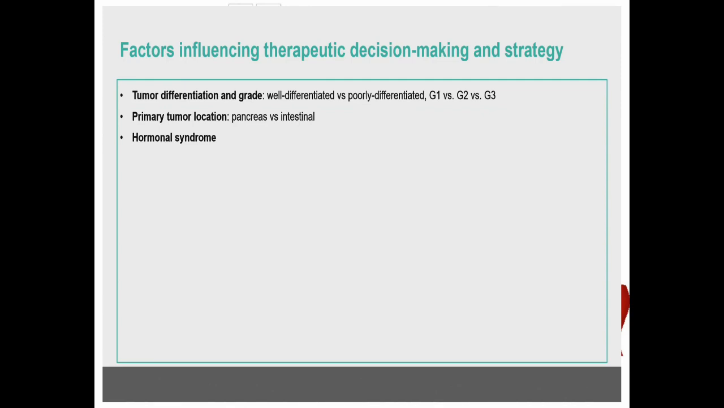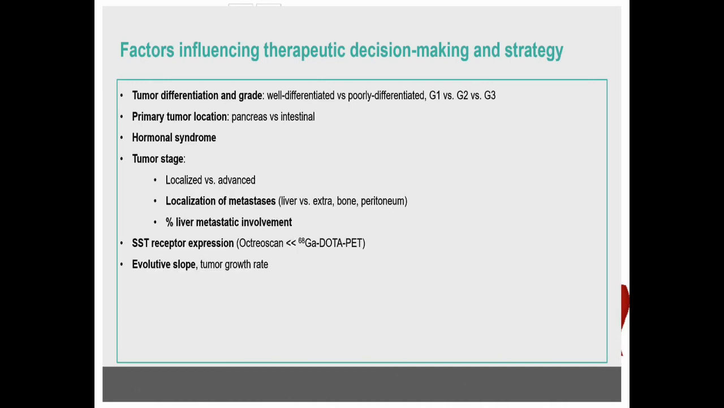The problem is that there are many factors that influence treatment decision. As you just heard, tumor differentiation and grade, well differentiated or poorly differentiated, G1, G2, G3. Where is the primary tumor? Here we will speak about the pancreas, but of course the treatment is not the same for the neuroendocrine tumors from the small bowel. Is there a hormonal syndrome?